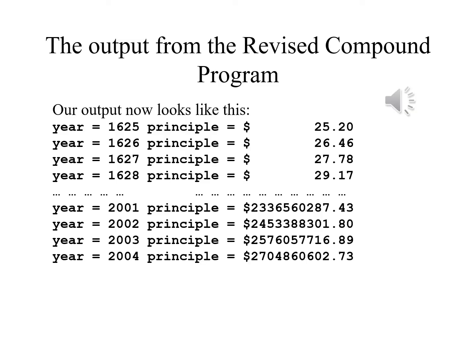Now you can see the value of being able to format output. The numbers appear exactly as you would expect dollars and cents to appear, and you can easily see the effect of compounding interest over 379 years. This makes it well worth the effort. But the other question that now comes up is, do we really need to show this for each and every one of those years?